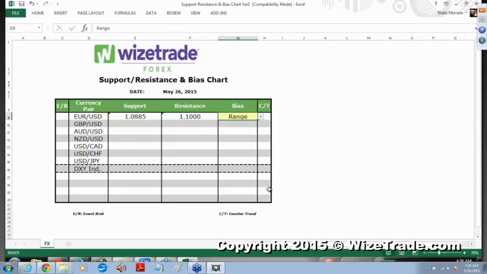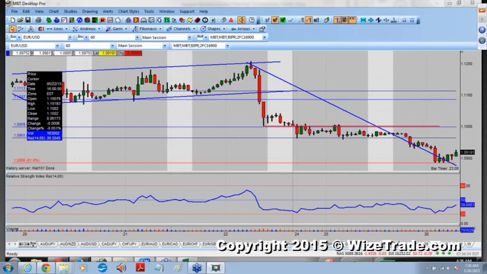Okay. We are in a range trading environment here with the euro dollar. And like I said, I expect somewhere near the 108 level to probably hold near term, maybe even for the week, for the euro dollar. Let's go take a look at the cable.